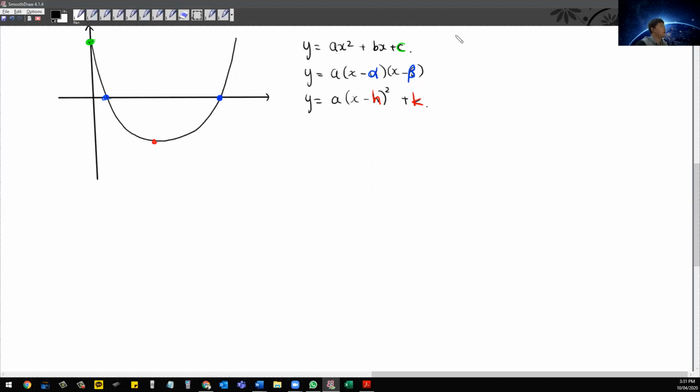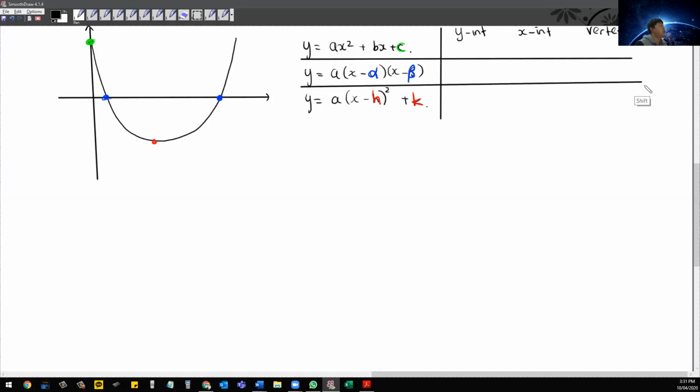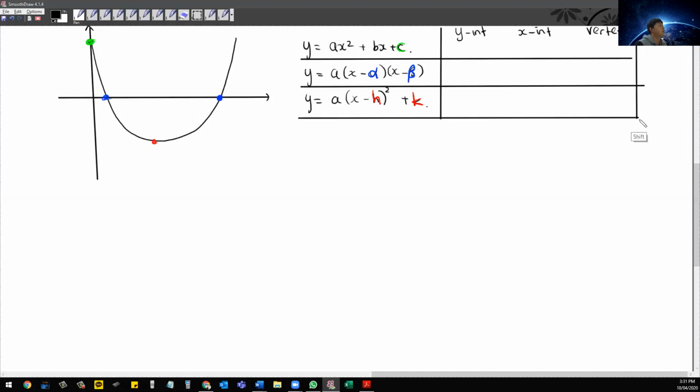So how do you work out the, what is it? The y-intercept, x-intercepts, and the vertex. Now, just gonna make this table for you. Maybe you already know this stuff, but it's good revision to see this in one nice table. All right. So draw another line there.